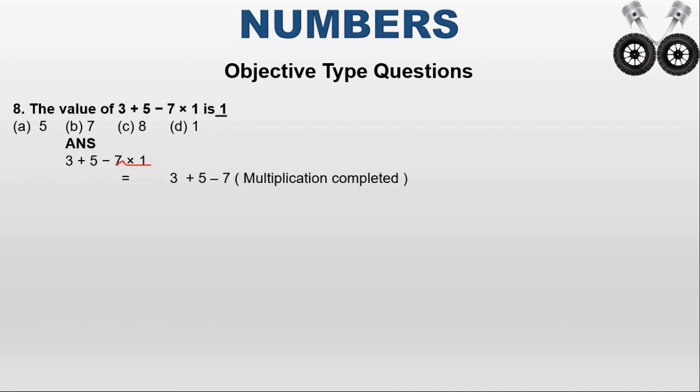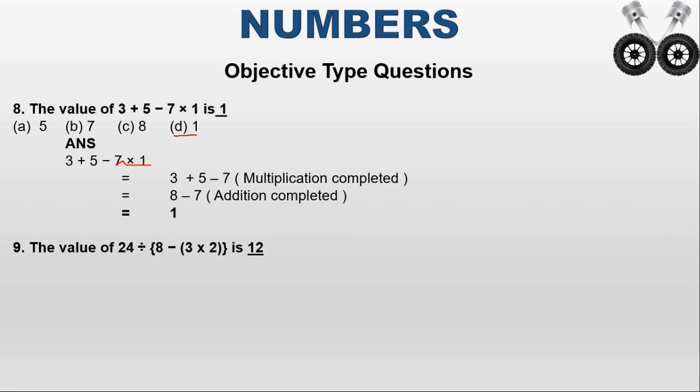So 3 plus 5 minus 7. So here two operators are involved. Which should be executed first? Addition and then only subtraction. So what is the addition here? 3 plus 5. So 3 plus 5 is 8. So 8 minus 7 is 1. So the option is 1, which is D. The option D is the correct answer.